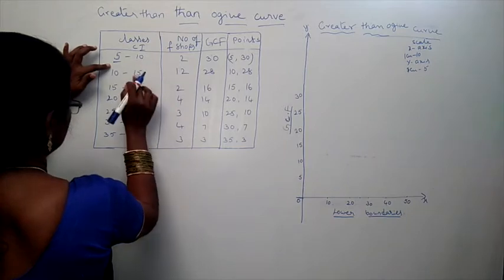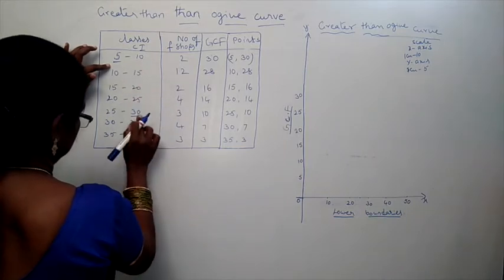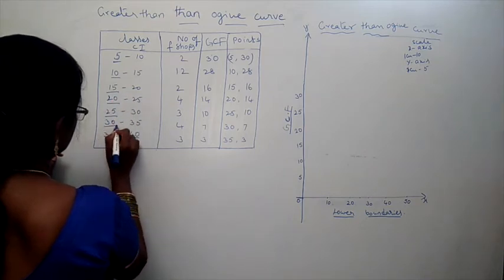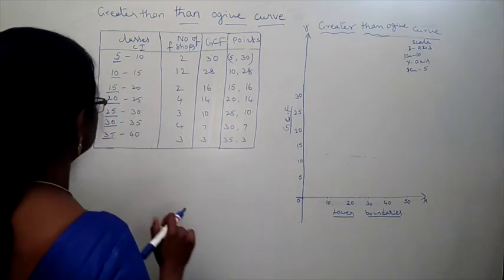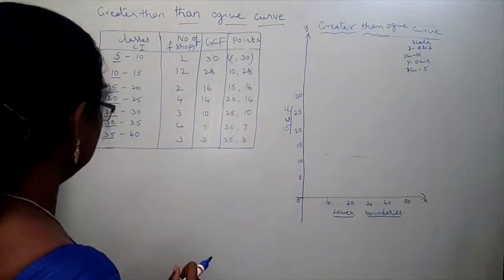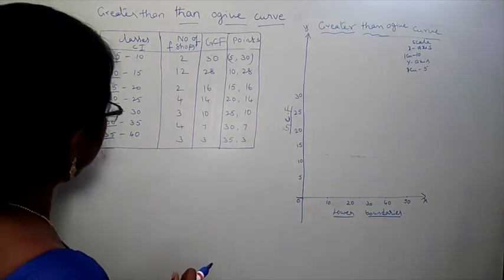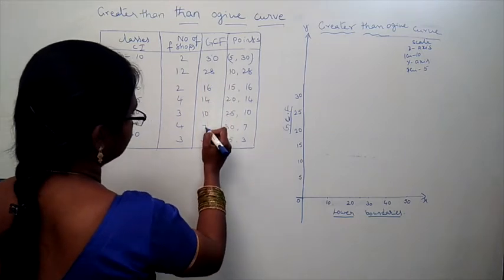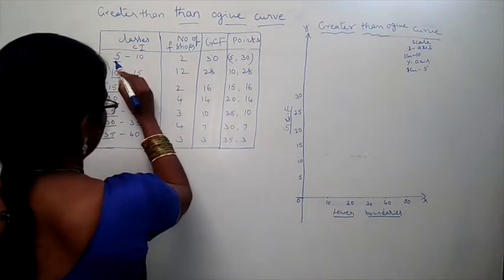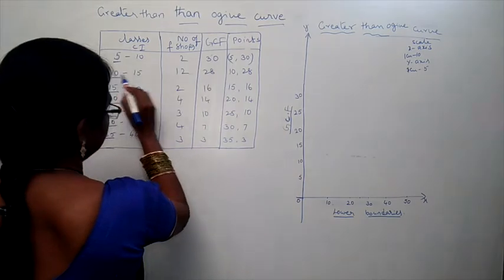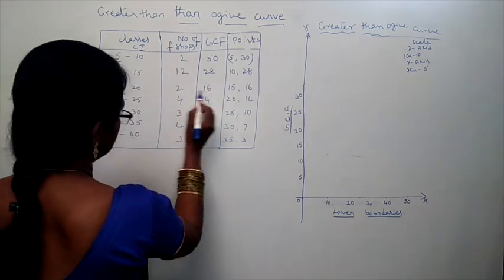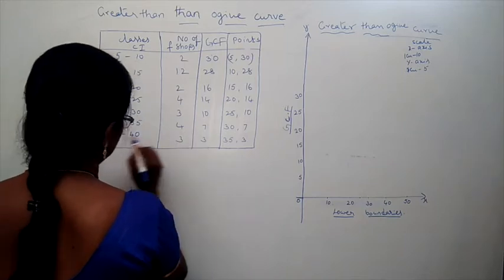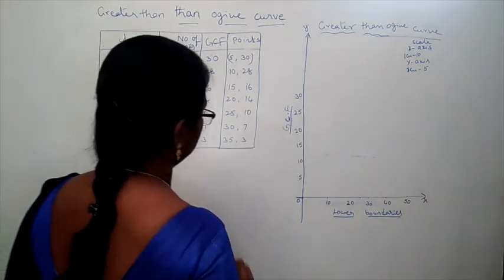Now, what are the lower boundaries? 5, 10, 15, 20, 25, 30, 35. What are the lower boundaries of the class intervals? 5, 10, 15, 20, 25, 30, 35. What are the GCF? 30, 28, 16, 14, 10, 7, 3. Now first 5, 30; 10, 28; 15, 16; 20, 14; 25, 10; 30, 7; 35, 3. Now we have to draw.